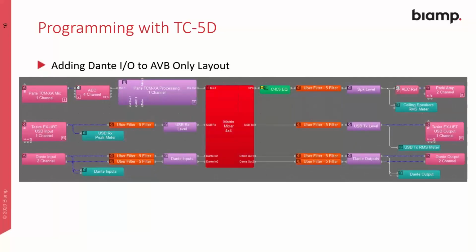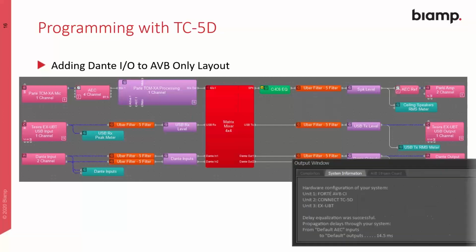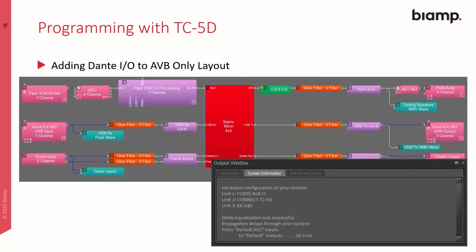So let's walk through the process of adding some Dante I/O to my AVB only layout. As you can see, I've got an AVB system built here, and I've got a Dante I/O pair, a 2-channel I/O pair in the layout. And when I compile, the compiler automatically added the TC5D to the Forte AVB CI that this particular configuration required and the EXUBT.